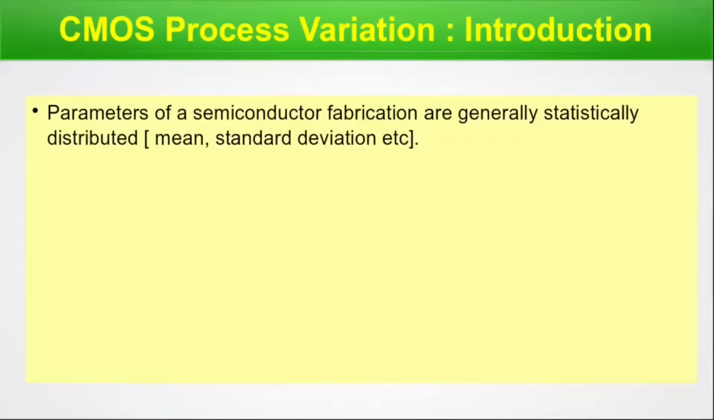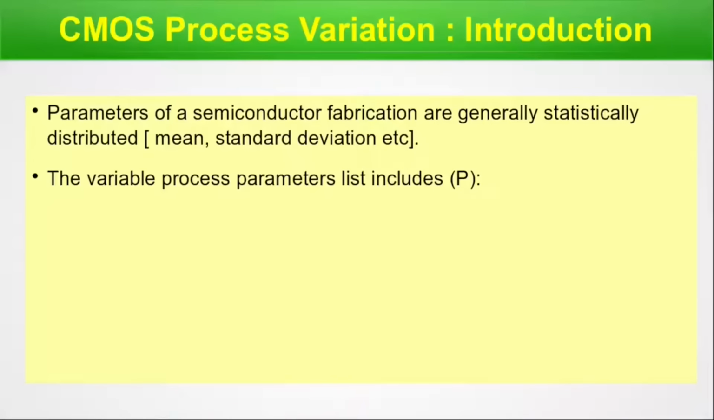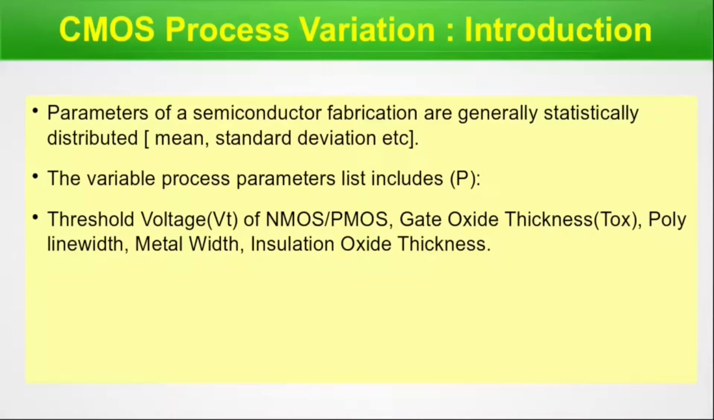Parameters of a semiconductor fabrication are generally statistically distributed. That is mean, standard deviation, etc. You might be familiar with all these statistical terms. The variable process parameter list includes, and we refer to it with the capital P, threshold voltage of NMOS or PMOS. As I have mentioned already, an implantation has an impact here. Gate oxide thickness, TOX, poly line width, metal width, insulation oxide thickness. All these process parameters will have impact and go under the process, that is the bold letter P.